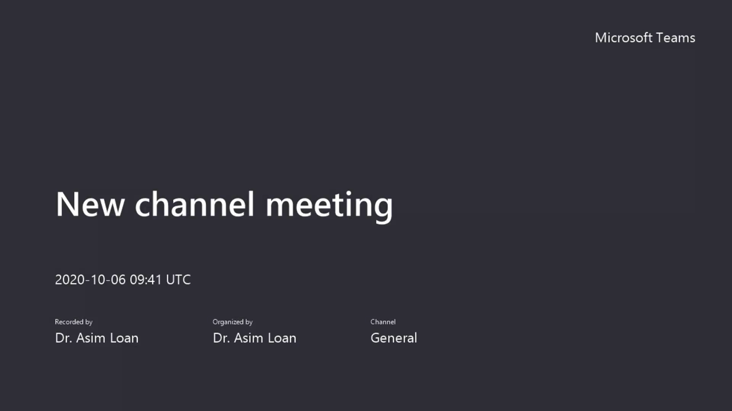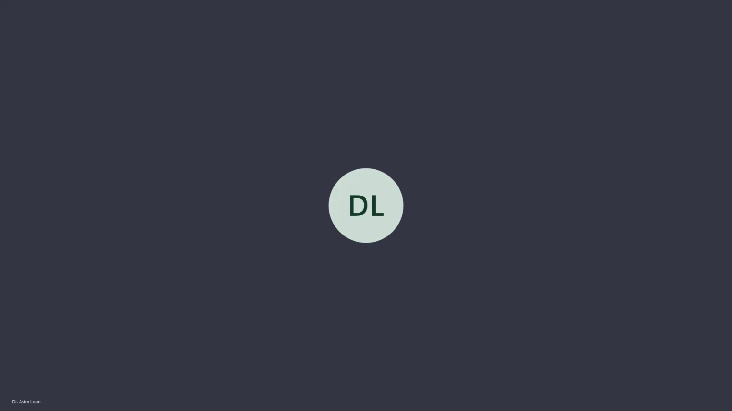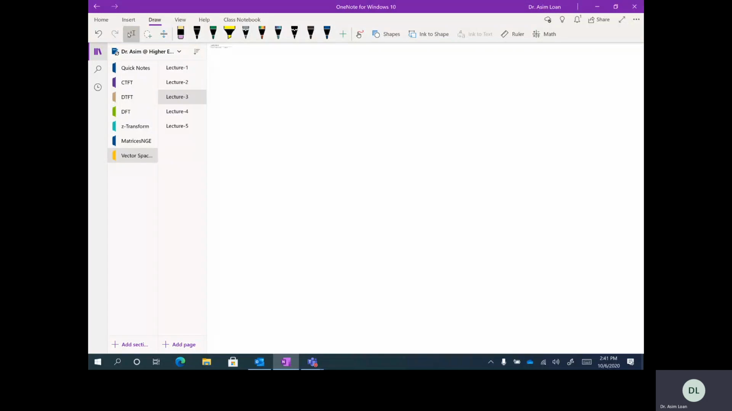Let's continue with another example. We again want to find the null space, the column space, and the other two spaces associated with the matrix.